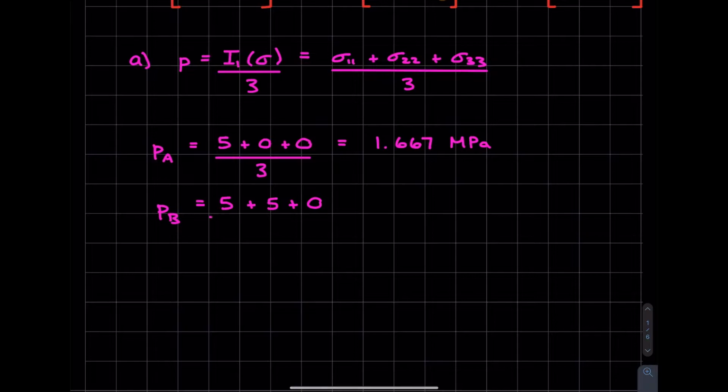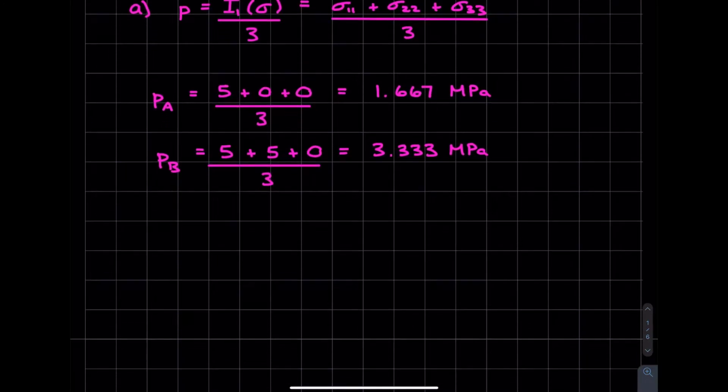And then again, please don't forget to divide by 3. It'll lead to the answer being wrong. And I want you guys to have right answers. I don't want you guys to have wrong answers. So as we can see, this fraction will be 10 over 3, which is the same as 3.333. And again, it has units of MPa because it's an actual stress.